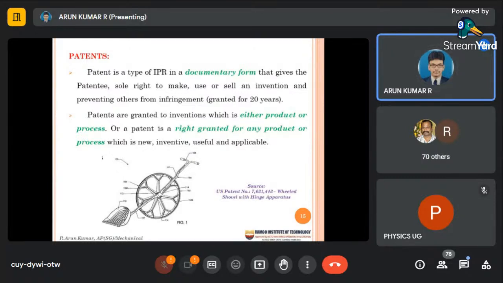Now what happens? If I use a shovel with a wheel, both my hands will automatically go to the handle. And I can easily mobilize the shovel from one place to another with the help of the wheel. I can lift the weight, I can move it, and I can offload it. Now it is a simpler solution to the shovel, and it has been granted a patent, and you can see adjacently the patent number that has been granted in the US. This is what I'm trying to convey. Patent is not a big deal at all. Even a simpler solution can also be protected under patent.